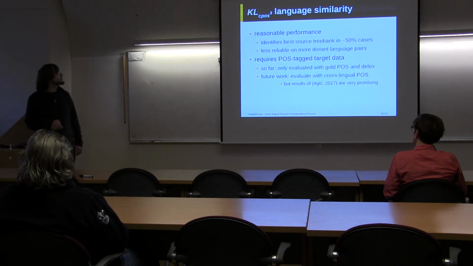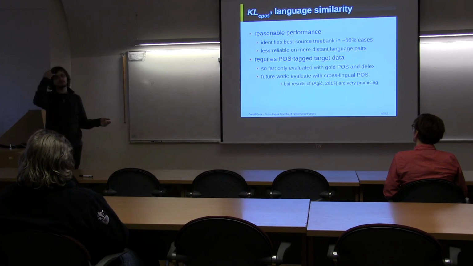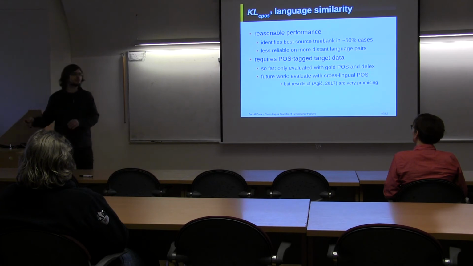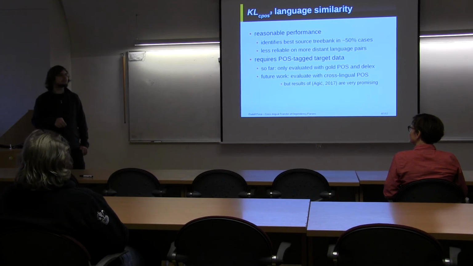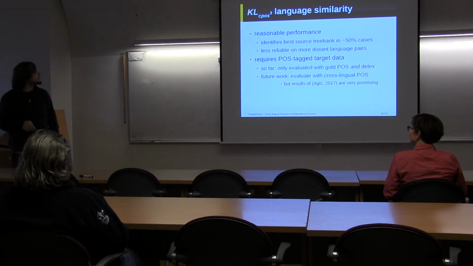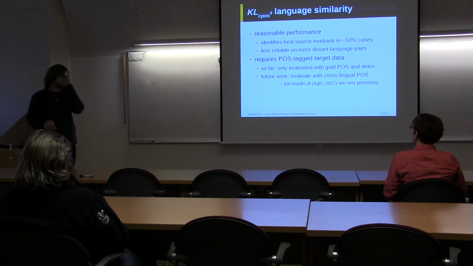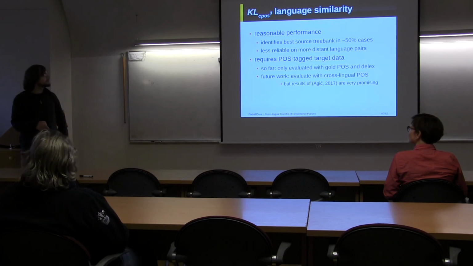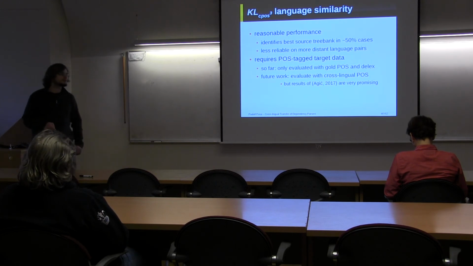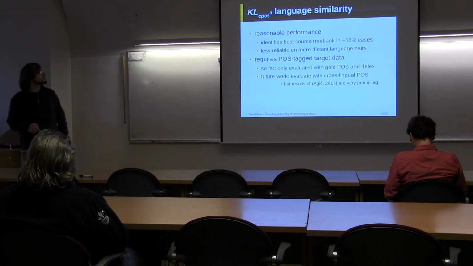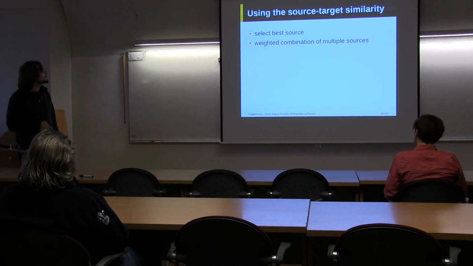So in about 50% of cases on the data set I had with 33 tree banks, it was able to identify the best possible source tree bank for the target language. So that's good. If there was no really similar tree bank, then it didn't work so well. But anyway, that's already fine. As I said, the problem is that I need a target tagger for that, but even with the cross-lingual part of speech taggers, it is promising. It can be used. So that's kind of a technical but good way of identifying similar languages.